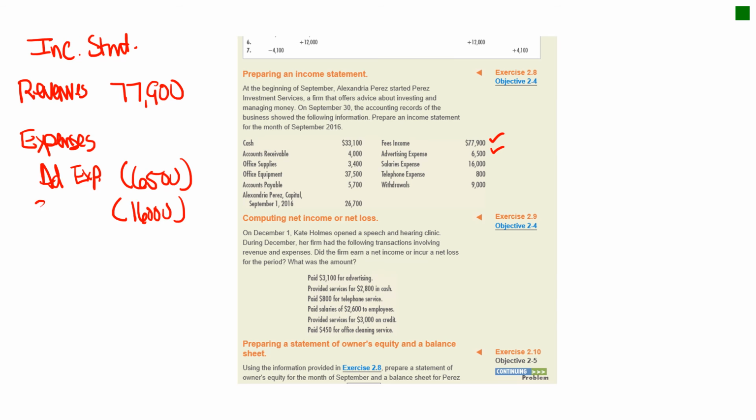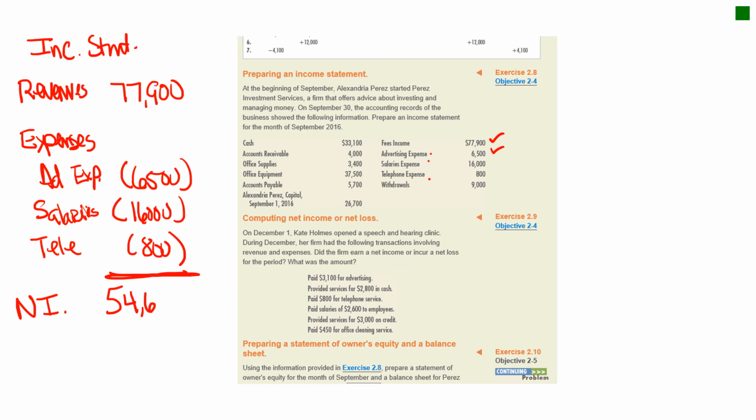I'm going to write this here. So we got our salaries. We've got the telephone, which is $800. And I believe that's all. So on this one, they only gave us 3 expenses. If you total your expenses, that's going to be $23,300, but I'm just going to go ahead and subtract these. And of course, in this case, we're going to actually get a net income of $54,600. Our revenues of fees income are enough to pay our expenses. So in this case, we wind up with a net income.